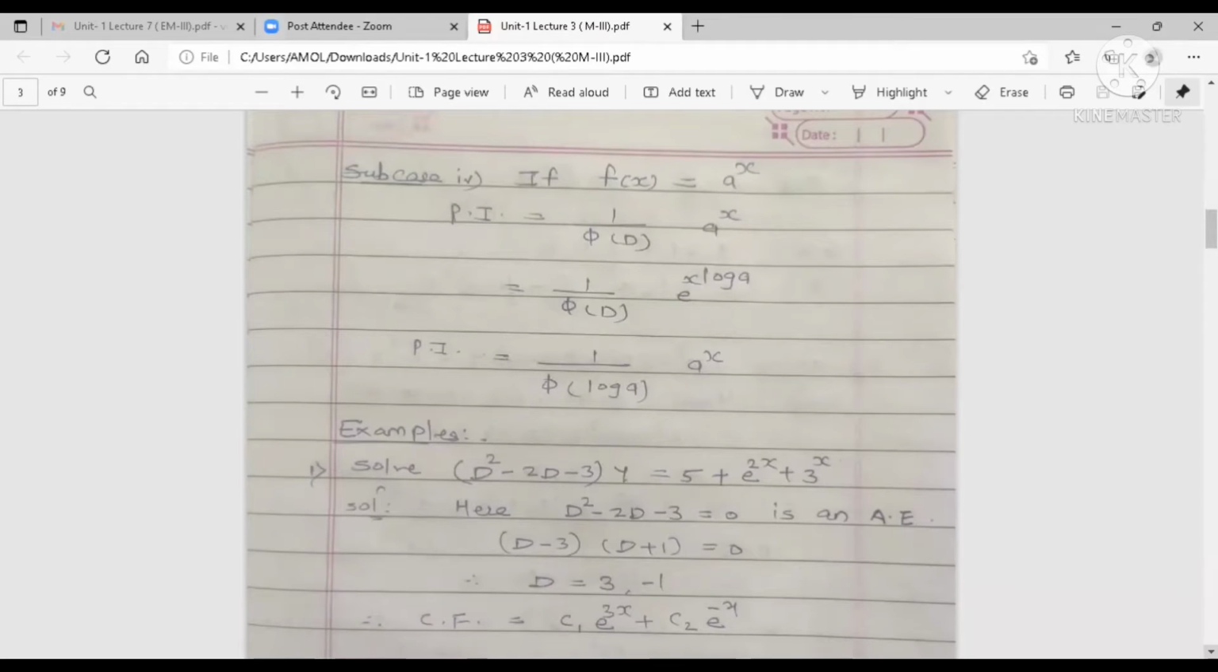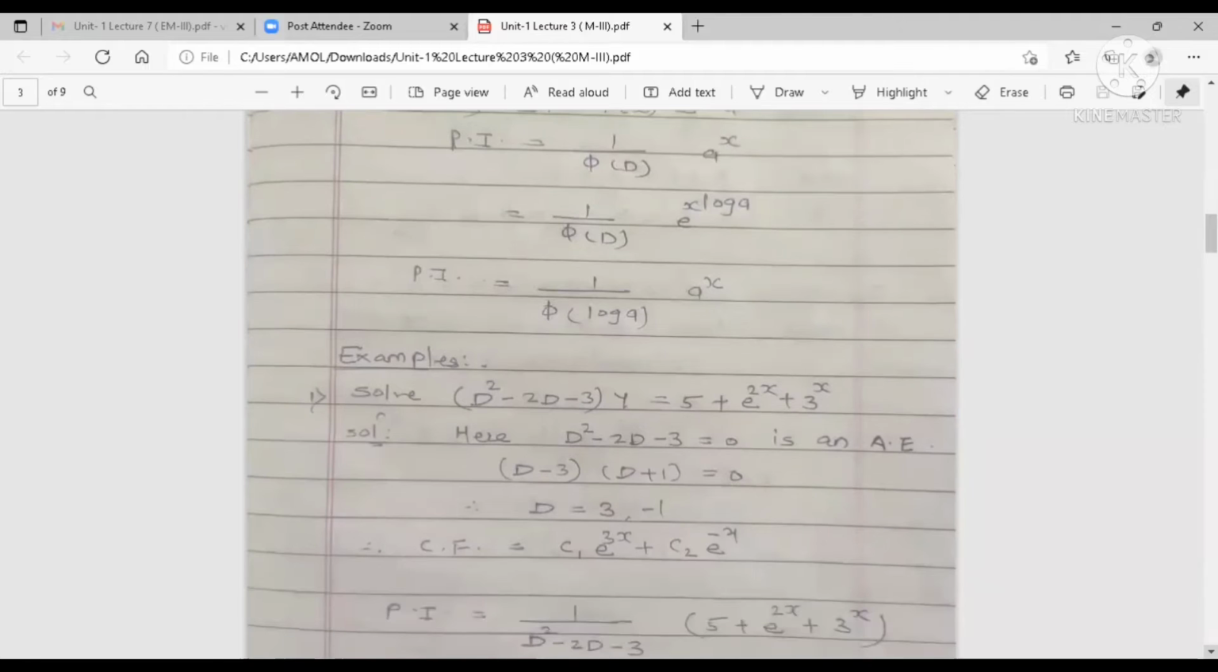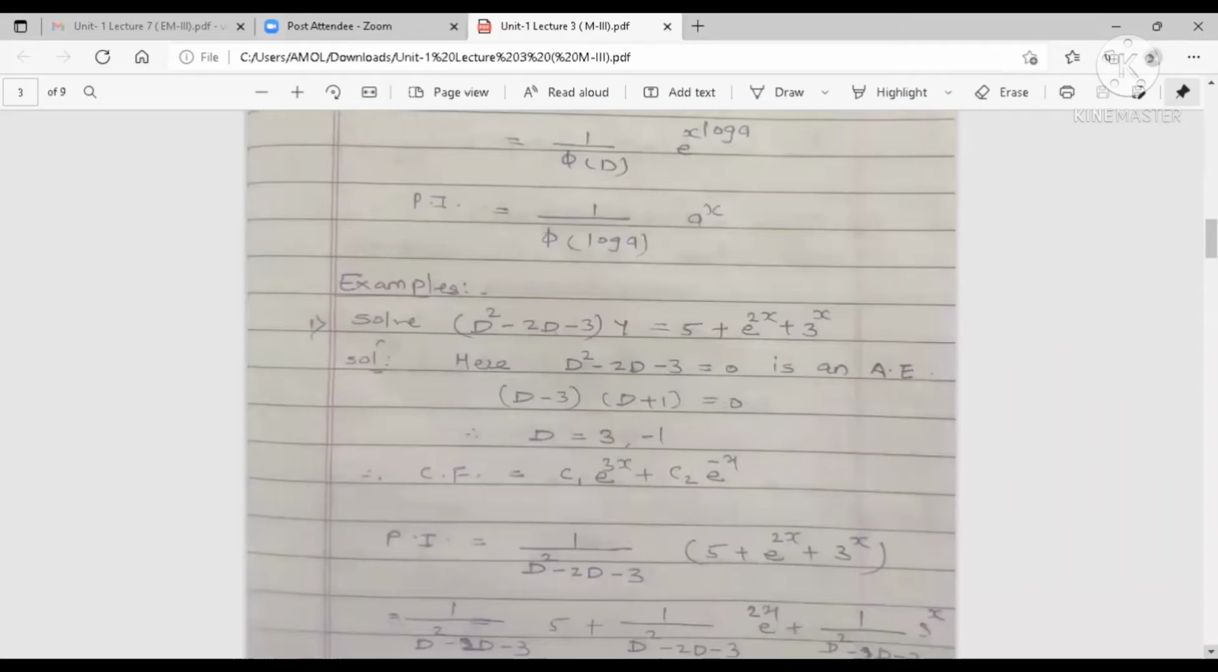Now the examples on type 1 or case 1. First example, solve d square minus 2d minus 3 into y is equal to 5 plus e raised to 2x plus 3 raised to x. Now this is the reduced form of LDE, phi of d into y is equal to f of x. Here d square minus 2d minus 3 is equal to 0 is the auxiliary equation.